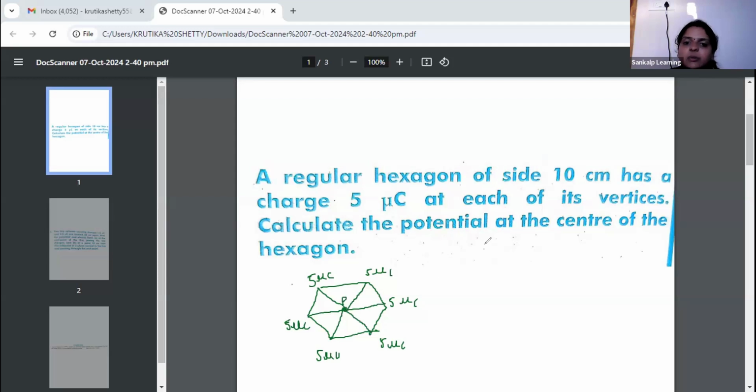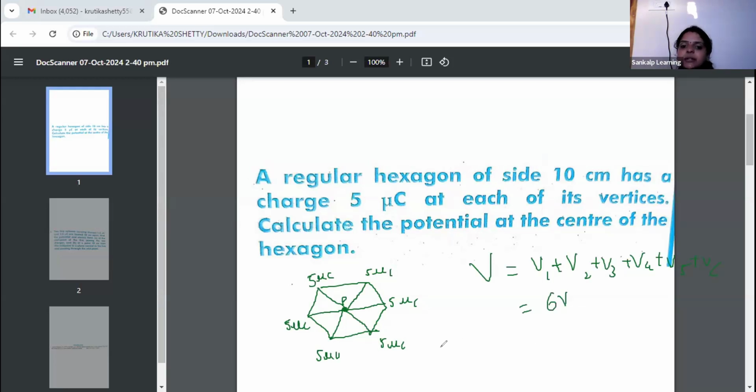Okay. So what we know is that the potential at one particular point due to all the charges is given by V1 plus V2 plus V3, and hexagon means V4 plus V5 plus V6. So 6 corners will be there, right? Since all the charges are the same, just one step of simplification: we can write it as 6 into V.